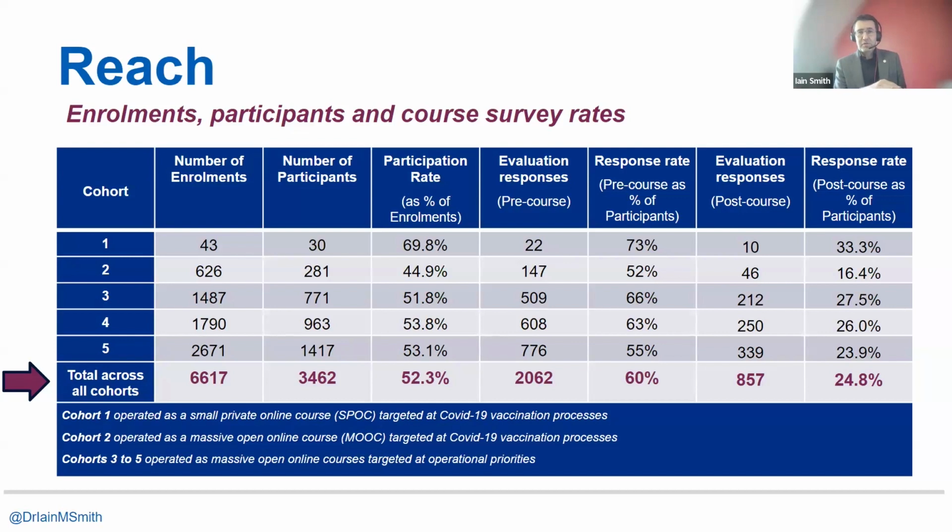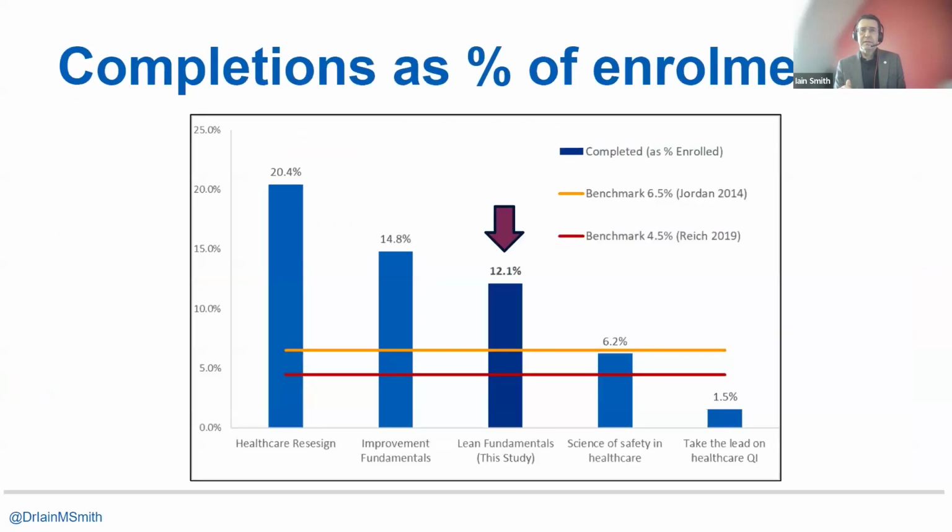If you just look across the bottom line, you'll get the summary stats across the whole program as it ran. So over 6,500 people enrolled to take part in that massive online course in one of the cohorts that ran. Just under 3,500 participated actively in the course. And you can see the response rates for the pre-course and the post-course surveys. Just over 2,000 people did the pre-course survey, 857 did the post-course survey. So we'll move on one more slide.